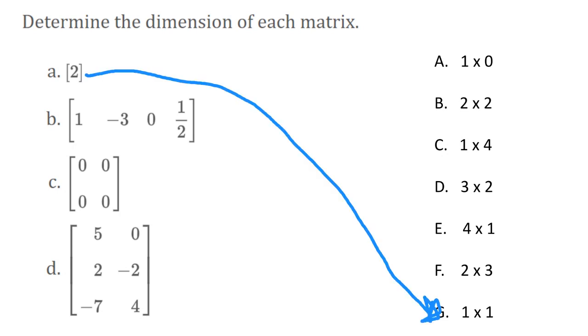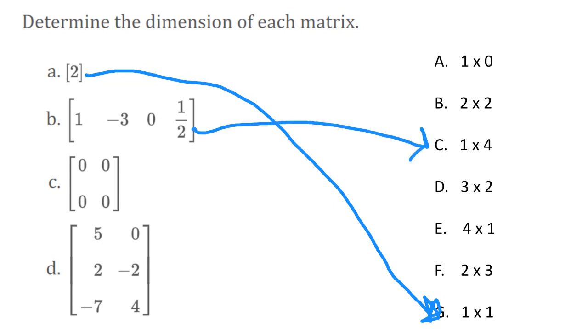Okay, so if we look at letter B, we would ask ourselves, how many rows does it have? You can see it has one row, and then how many columns? It has 4 columns, right? So we have 1, 2, 3, 4 columns. So the size of the matrix is going to be a 1 by 4. So that's going to be letter C.